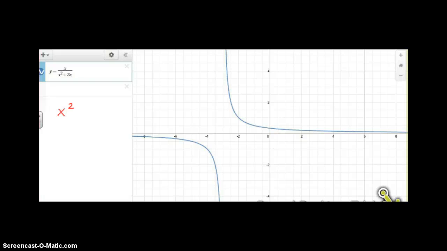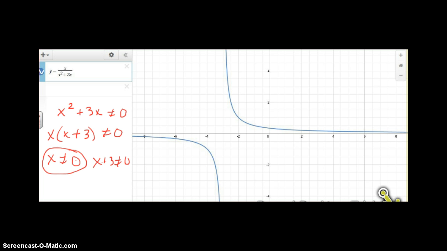So we say that x squared plus 3x cannot equal 0 because that's going to give us an undefined function. And I'm going to factor that. I can factor out an x, which gives me x times x plus 3 cannot equal 0, and then take each of the factors and set them not equal to 0. x cannot equal 0, and x plus 3 cannot equal 0, which leaves me with x cannot equal 0, and in this case, x cannot equal negative 3. So those are our values that we don't have.